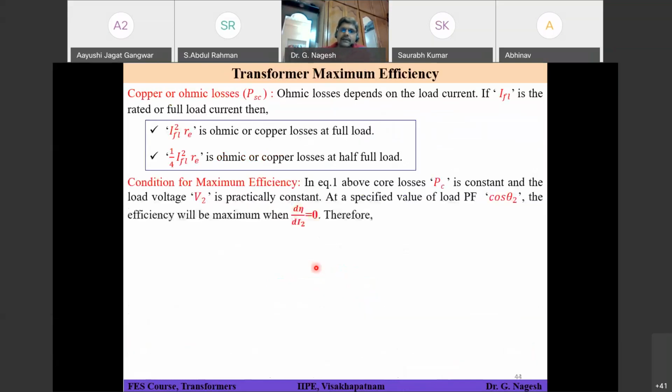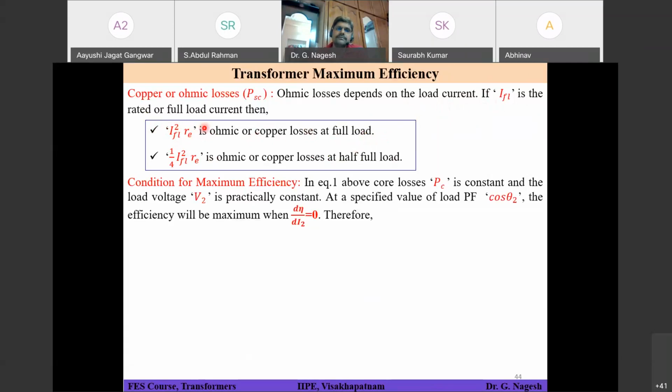Right. So another loss which is present in the transformer is the ohmic loss or copper loss. The ohmic loss depends on the load current. We have already seen the expression I2 squared RE2. So if IFL is the rated or full load current, then IFL squared into RE is the ohmic loss or copper loss at full load. That is obvious, no? When the current is the full load current, then the copper losses are the full load copper losses.